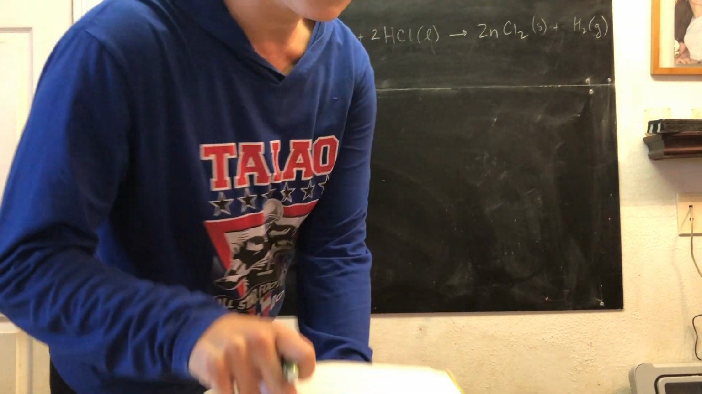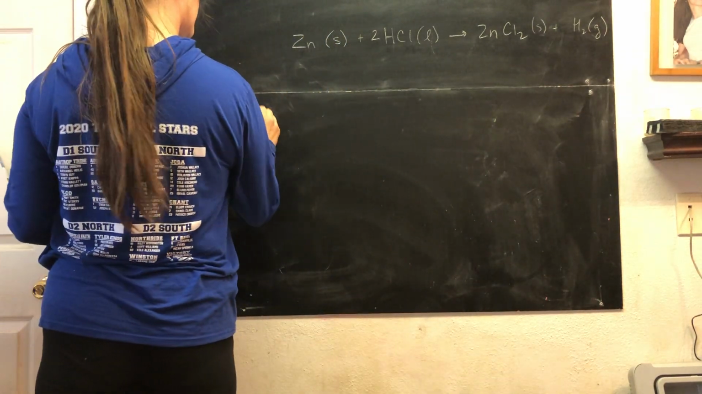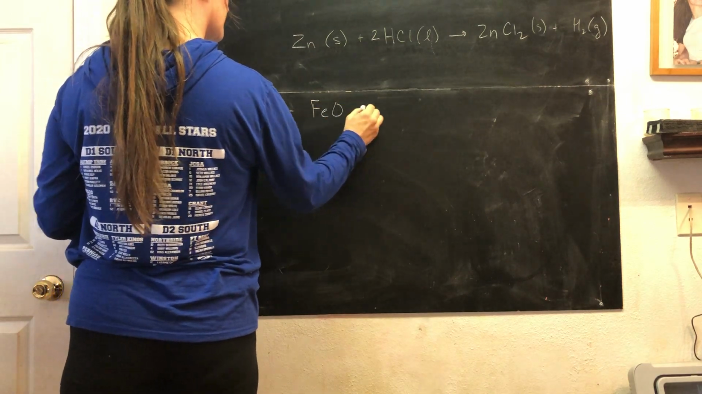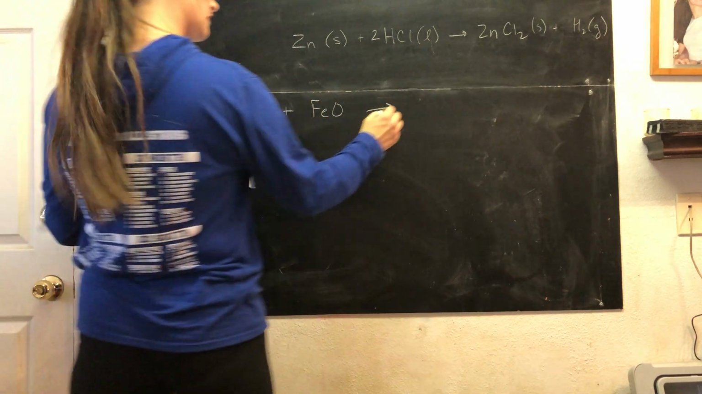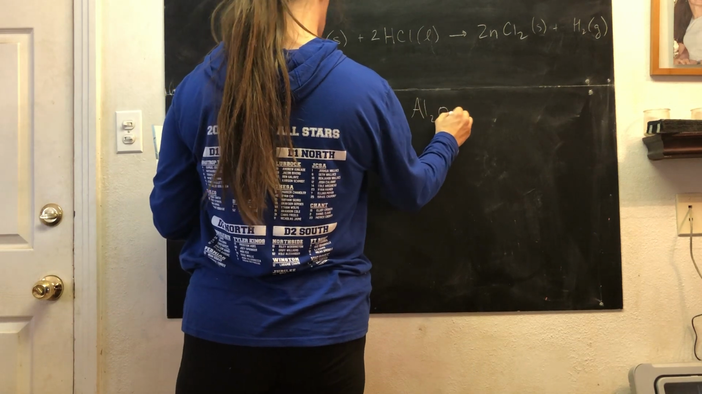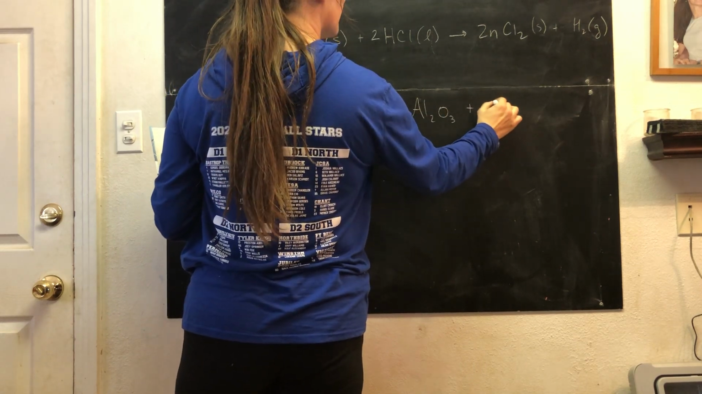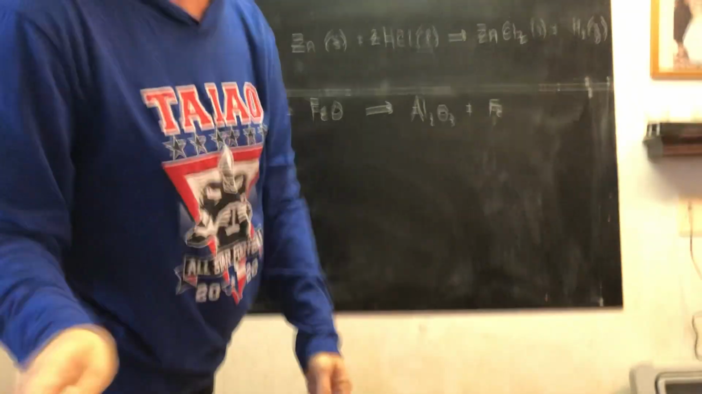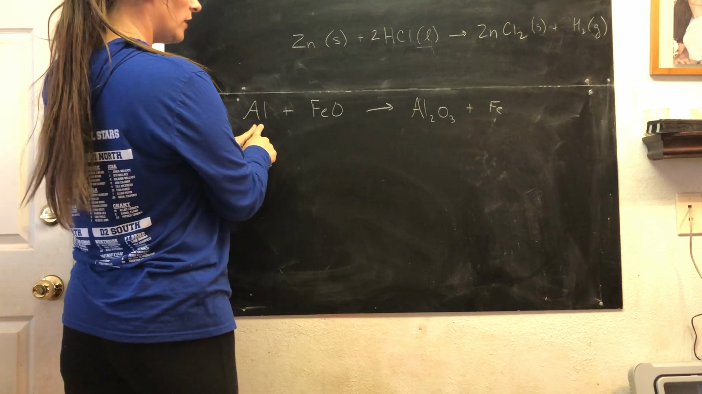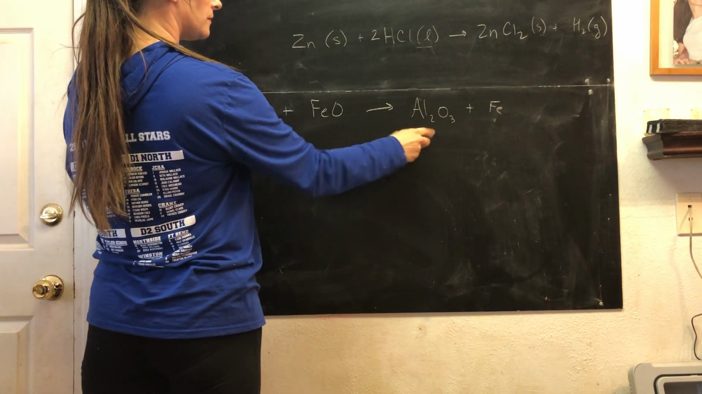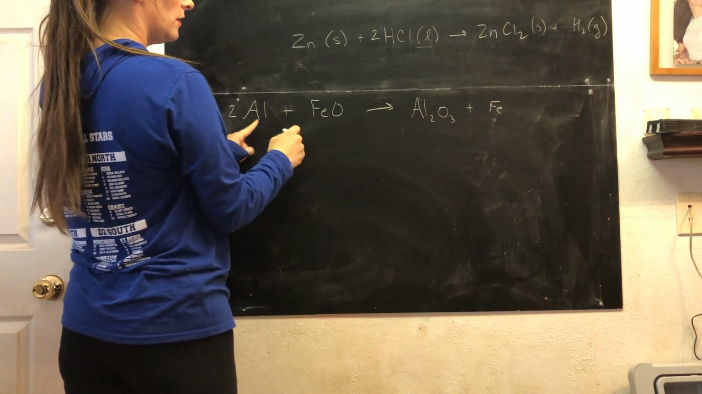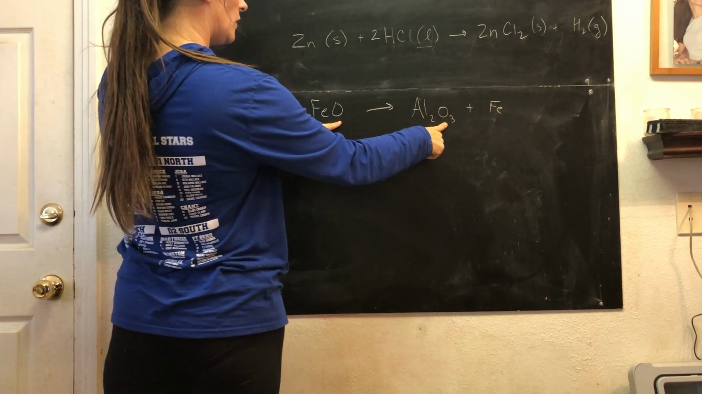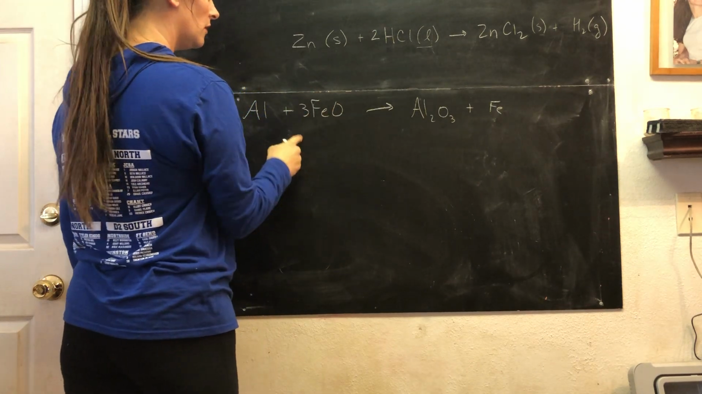Let's do aluminum. So on this one, aluminum plus ferrous oxide makes aluminum oxide plus iron. This is what's given. It doesn't tell us what state things are in, so you don't need to worry about it. Alright, so we've got 1 aluminum, 2 aluminums. So I'm just going to put a 2 here. We've got 1 iron, 3 oxygens, and only 1 oxygen. So let's put a 3 here.